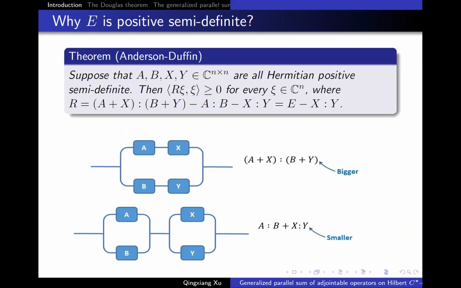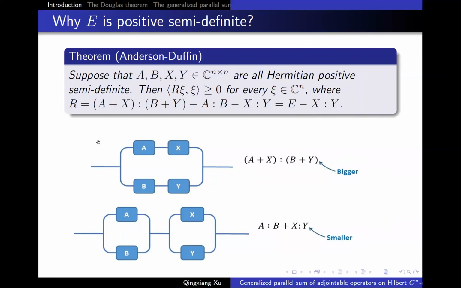You may wonder why E is positive. In this theorem, Anderson and Duffin prove the positivity of E based on this equality. They introduce a matrix R in this way, which equals E minus the parallel sum of X and Y. This shows that the inner product of this one is always bigger than 0, which means that R is positive, because the parallel sum of X and Y is also positive. So from these facts, we can conclude that E is also positive.